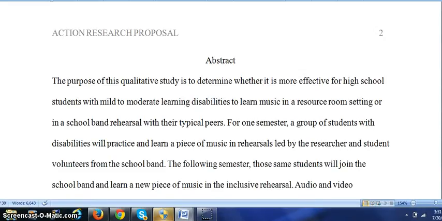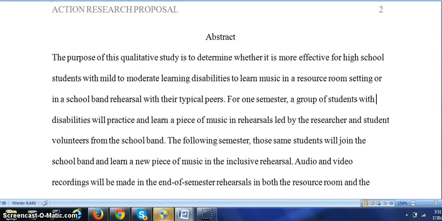Today I'm going to go over the abstract and the introduction section of your proposal in hopes that this will help you as you start to develop your own proposal. Although the abstract is not required in the rubric area, I do think it's a good idea to have an abstract, only because I think it sets your paper up, it summarizes your paper, and it also kind of keeps you in check.